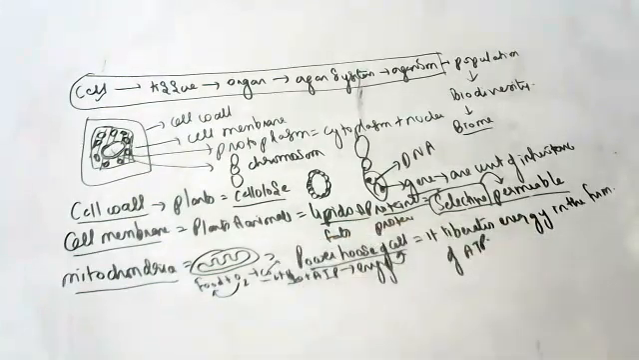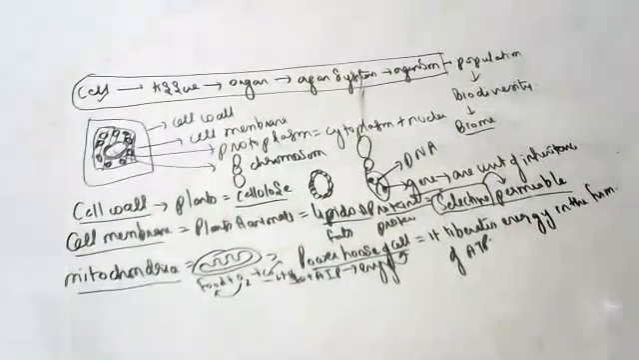And carbon dioxide, what will we do? We'll breathe it out. So what is the mitochondria called? Powerhouse of a cell. Why? It liberates energy in the form of ATP.